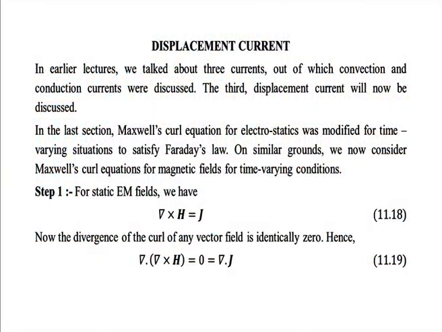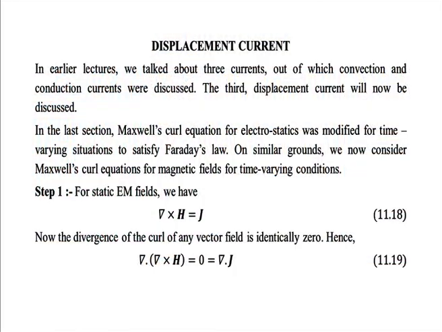Next we come to the displacement current. In program 5, we had come across three currents: the convection current, the conduction current and the displacement current. In that program, we had talked about the former two currents. In this program, we shall be talking about the third current, which is the displacement current. In the last section, Maxwell's curl equation for electrostatic fields was modified for time varying fields.